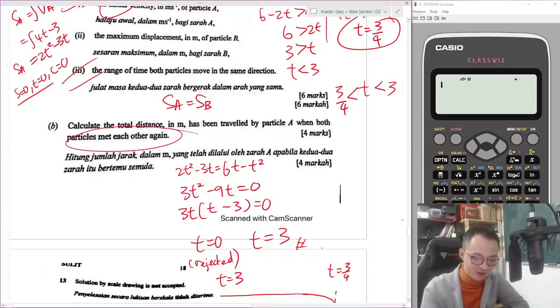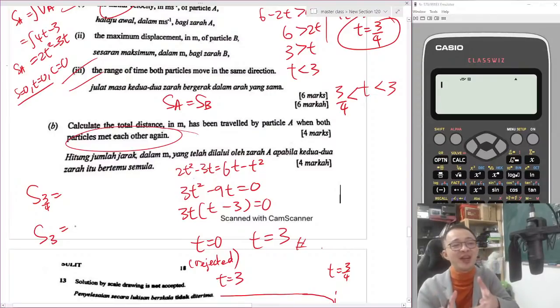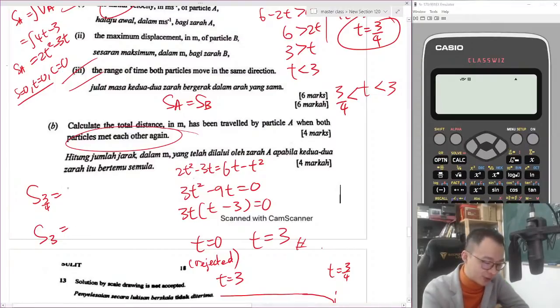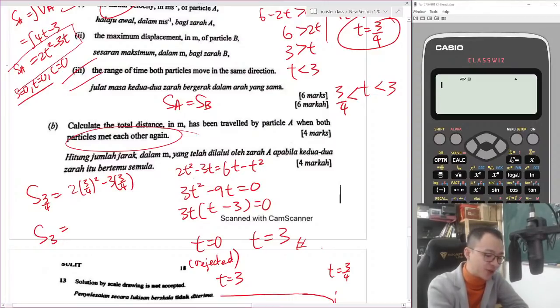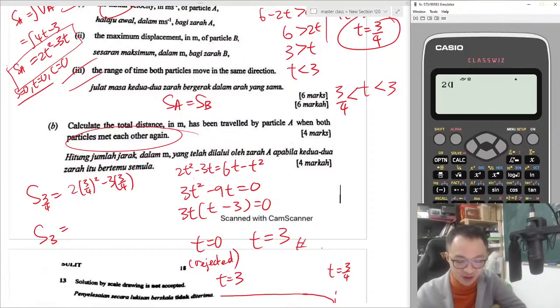Alright, so therefore, I will do S at 3 over 4. I substitute the 3 over 4 into SA, and then I will do S at 3. After I find both of these values, only then I estimate how far they travel. Okay, so 2 times 3 over 4 squared minus 3 times 3 over 4. I substitute into this equation, just in case some student is already lost.